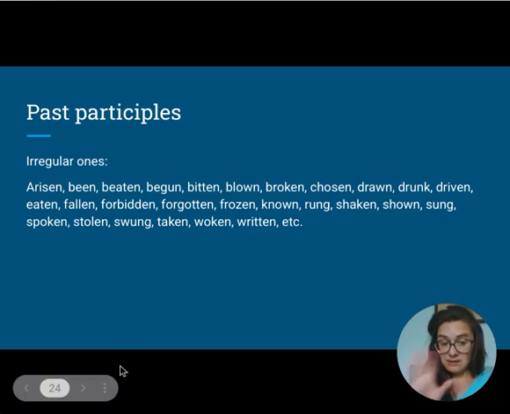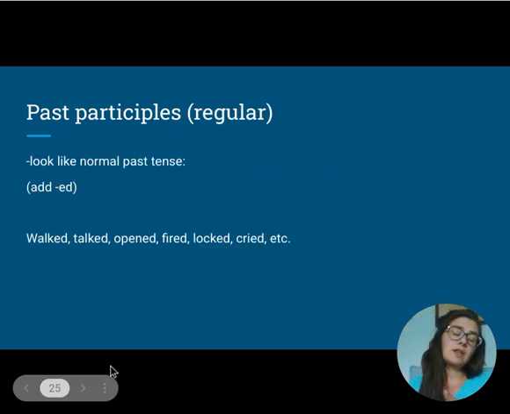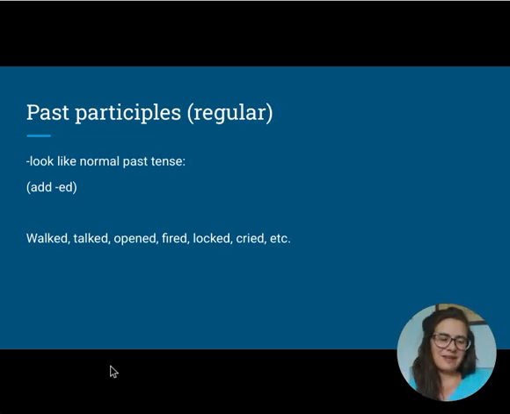So the list is not complete. I'm sure if you can think of some other ones, you can add them in the comments. There are regular past participles as well that make this construction very simple. But the issue is, when you have a past participle, you have to memorize that list of irregular ones that I showed you first, because they are not as easy as these regular constructed ones.